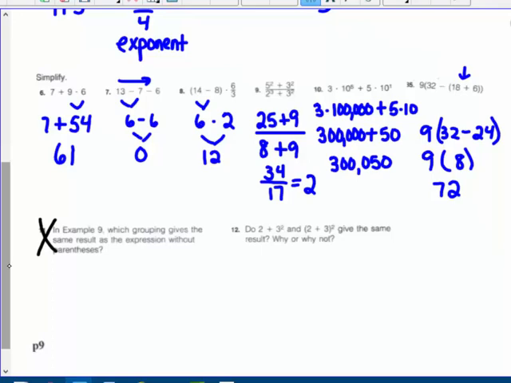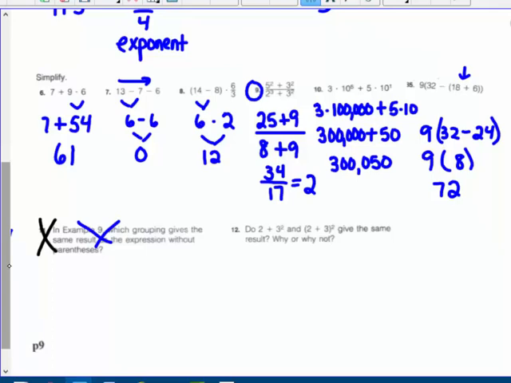In example 9, which grouping gives you the same result as the expression without the parentheses? Well, this example 9 here does not have parentheses in it, so I don't think it's talking about that one. So I don't know what problem that goes with. We'll just skip that one for now.